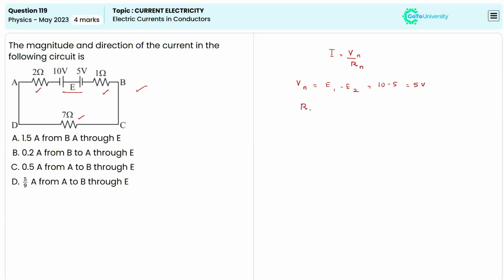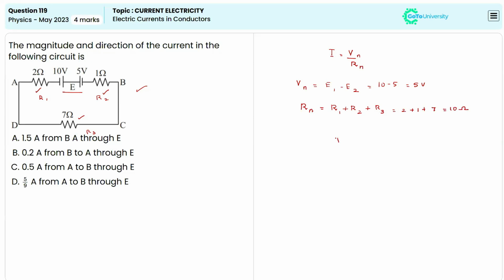Similarly, the value of net resistance. Here the resistances are connected in series, right? When resistances are connected in series, it's known that the total resistance will be equal to the sum of the individual resistances. So we can write R1 plus R2 plus R3. Here R1 is 2 ohm, R2 is 1 ohm, R3 is 7 ohm. So we can write 2 plus 1 plus 7, which will be equal to 10 ohm.